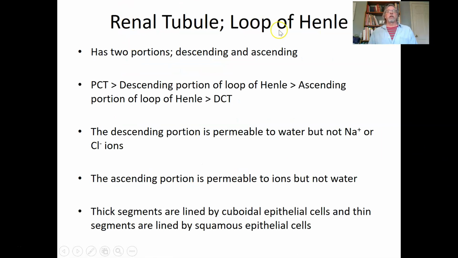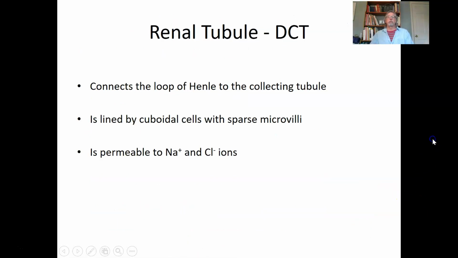Okay? Next segment, the loop of Henle. So I think I've described this mostly already. Two portions, a descending segment and an ascending segment. The descending segment has a different permeability than the ascending segment. The descending segment is permeable to water, but not to sodium or chloride ions, whereas the ascending segment is just the opposite. And I did mention already that the thick parts of the loop of Henle are lined by cuboidal epithelium, while the thin are lined by squamous.